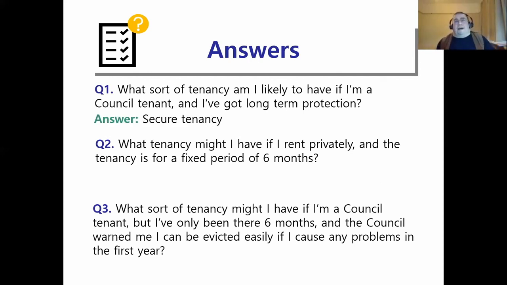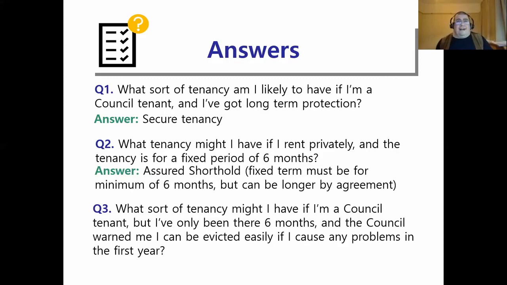And what sort of tenancy might I have if I rent privately for a fixed period of 6 months? Assured short hold. Is the right answer. Remember, it's got to be for a minimum of 6 months. It can be longer by agreement, but must be for a minimum of 6 months.